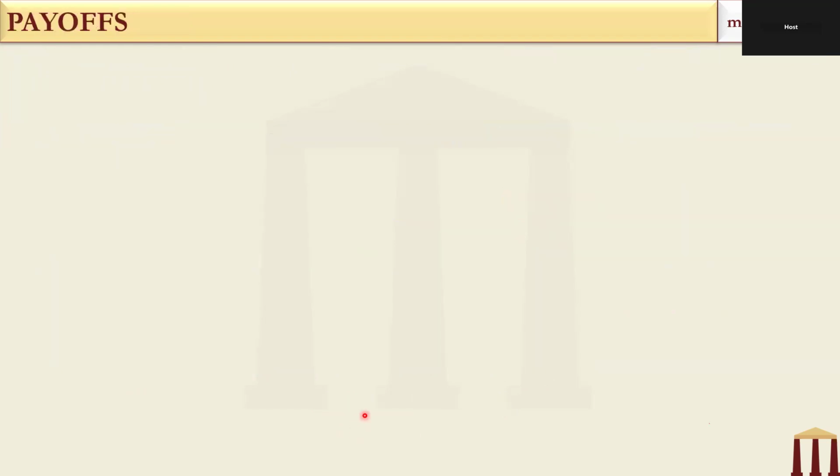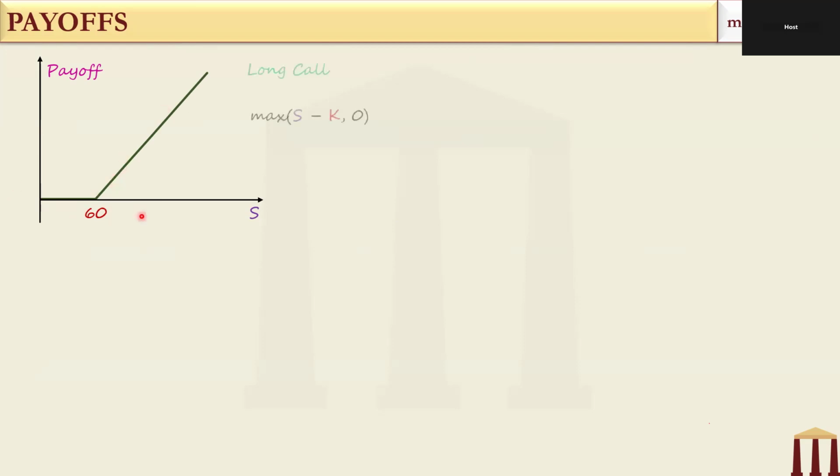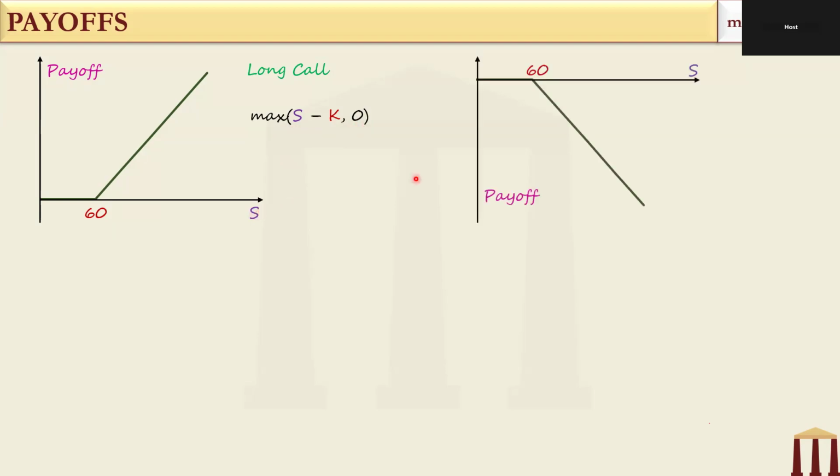Now quickly, let's recollect the payoff structure, because we've already done these things in Introduction to Derivatives. Let's assume that you have an option with a strike price of 60. This will be the payoff for a long call, and the expression was max(S minus K, 0). Similarly, this is another payoff.